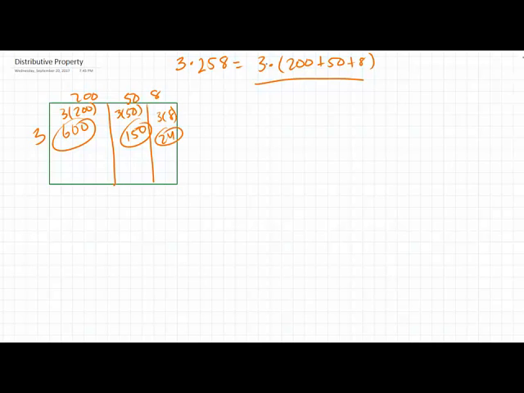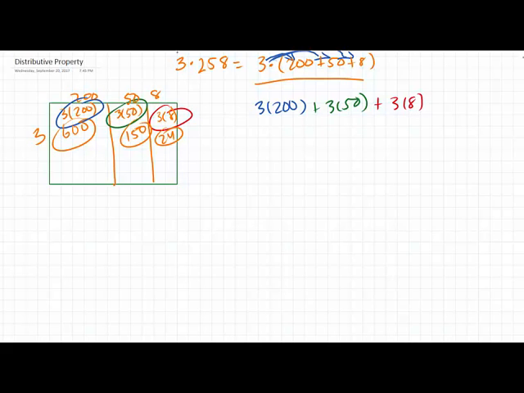Okay, the distributive property really just shows that process. We're going to multiply 3 times 200, then 3 times 50, and 3 times 8. Okay, so by doing so, the 3 times 200 is this first rectangle right here, 3 times 200. The 3 times 50 is this next rectangle right here. And finally, the 3 times 8 is this last rectangle right here.